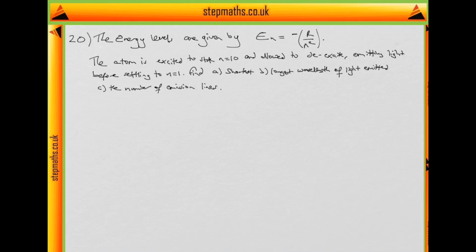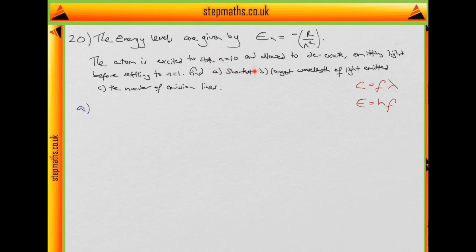So let's start by writing down our fundamental equations when it comes to considering quantum equations and the behaviour of atoms. We have that the speed of light, c, is equal to the frequency of the photon times its wavelength. We also know that the energy of a photon is equal to Planck's constant times the frequency. So let's consider part A.